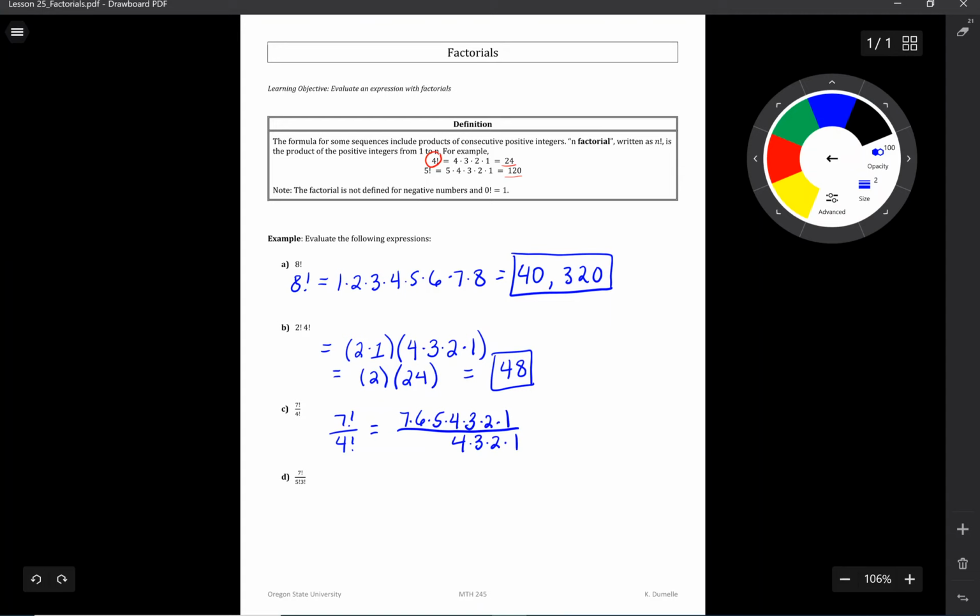So I'm multiplying here, and because I'm multiplying, if I have things in common on the top and the bottom, I can cancel them out. And here I do. I have a bunch of stuff in common. So I'm going to cancel this 4 with this 4, this 3 with this 3, this 2 with this 2, and this 1 with this 1. After that, I'm just left with 7 times 6 times 5, which is equal to 210.